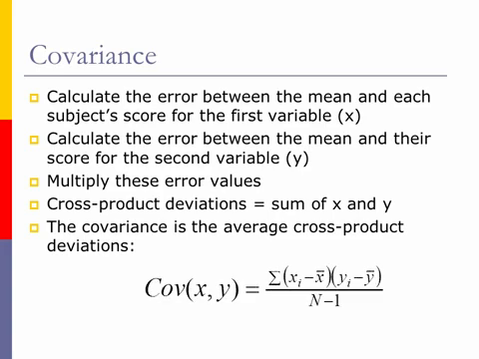How do we calculate the covariance? A couple little steps. Calculate the error between the mean and each individual variable on the x-coordinate. We're also going to do that on the y-coordinate. You multiply those error values together, and then you sum all of those x's and y's, and you divide by the sample size minus 1. And so that's how you arrive at your covariance.